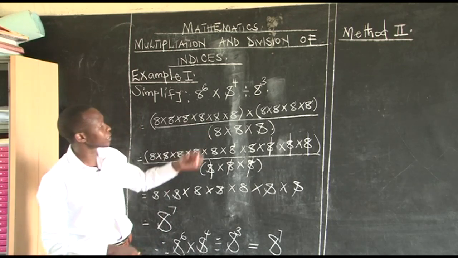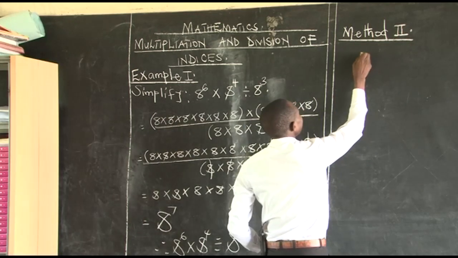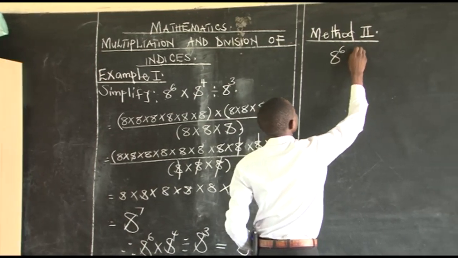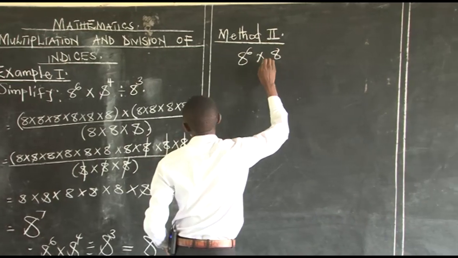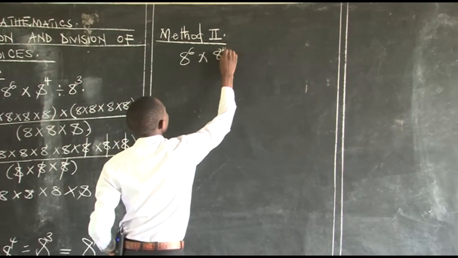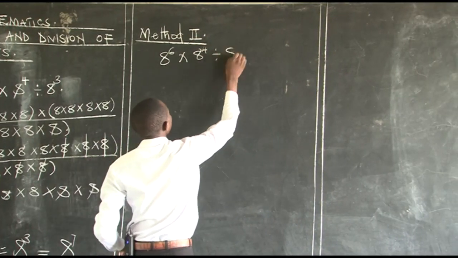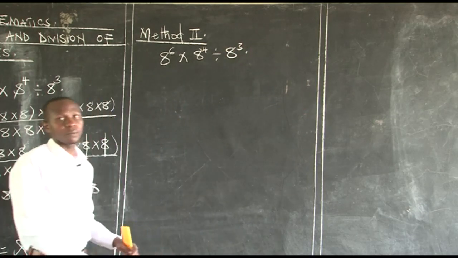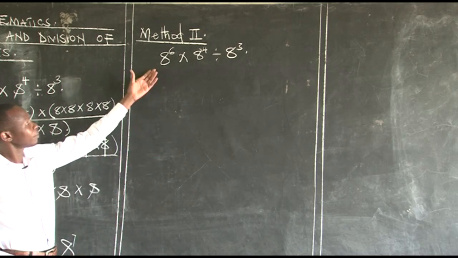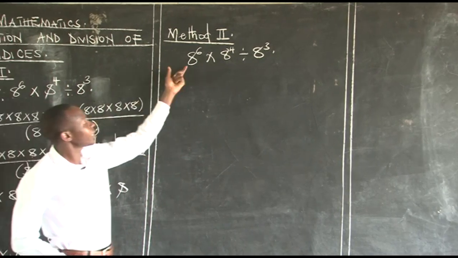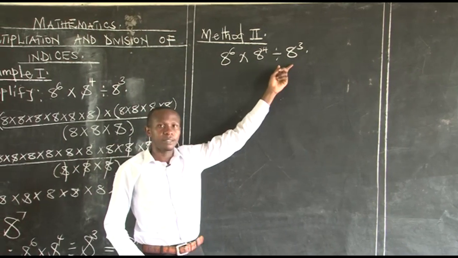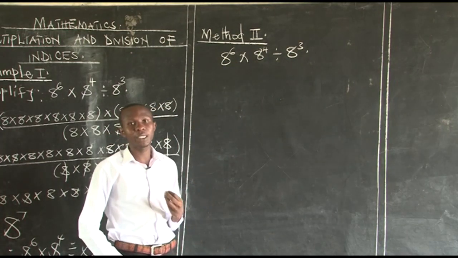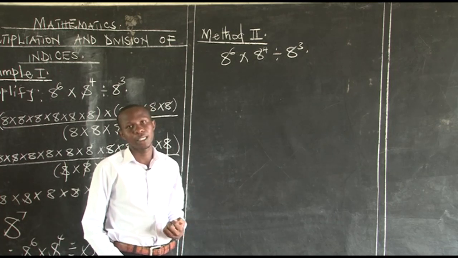So let's look at this. We have got 8 to power 6 times 8 to power 4 divided by 8 to power 3. So when we look at this, you realize that we have got the same bases. So if we have the same bases, what will happen when we are following the law of indices?